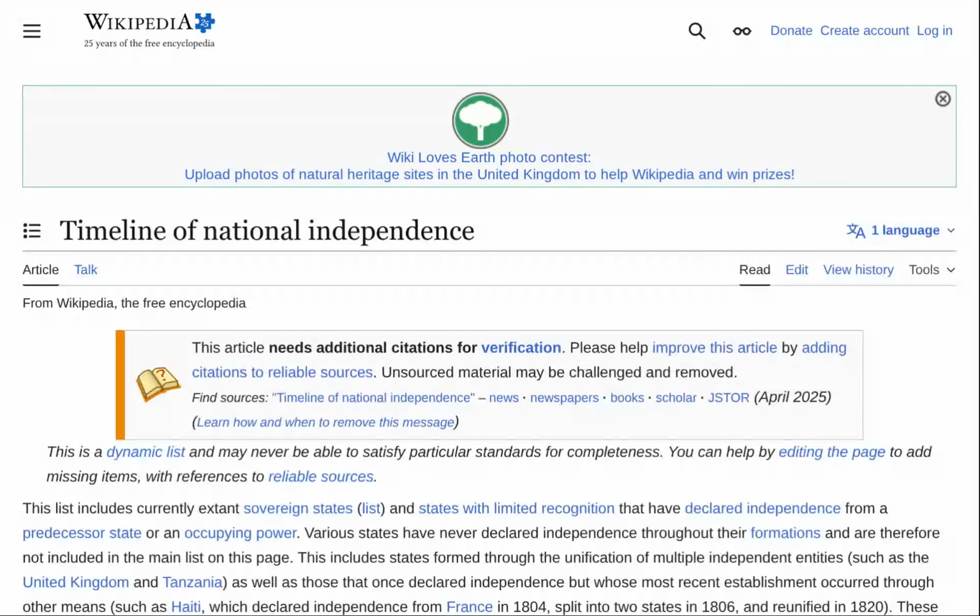Hi everyone, today we're reading an article about a timeline of national independence. Which countries gained independence from which?